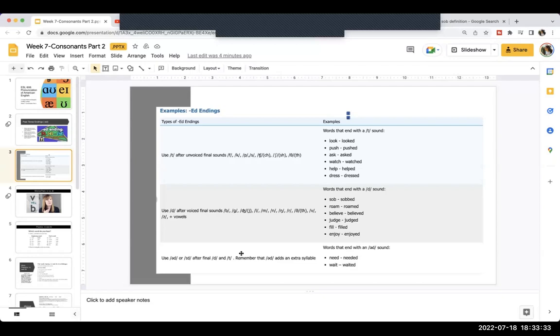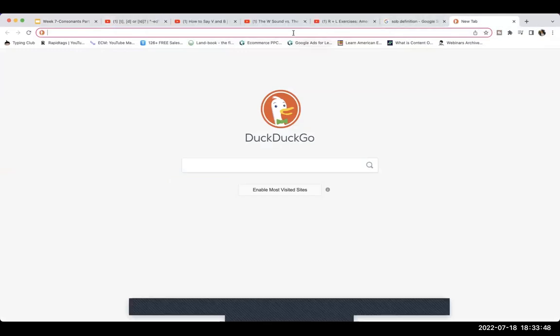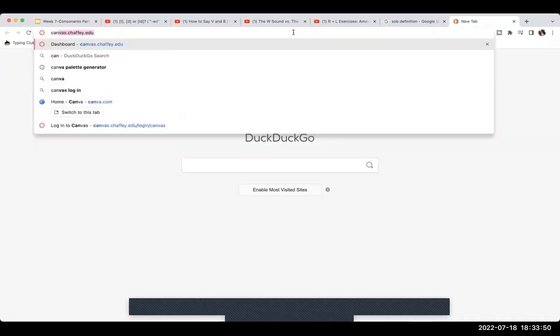I have a question. Where can I find these words for the future? Because I don't remember when I see. Okay, it's in the module. Hold on, I'll show you. I'm not just gonna send you off into space.